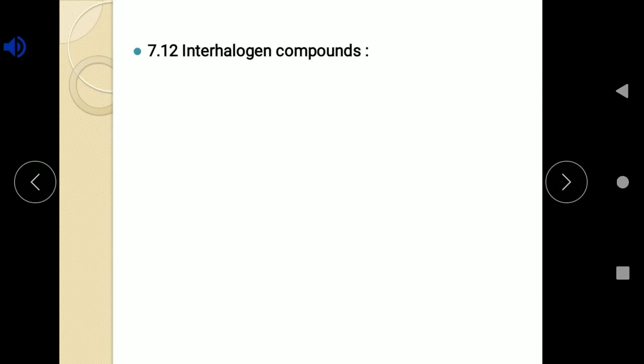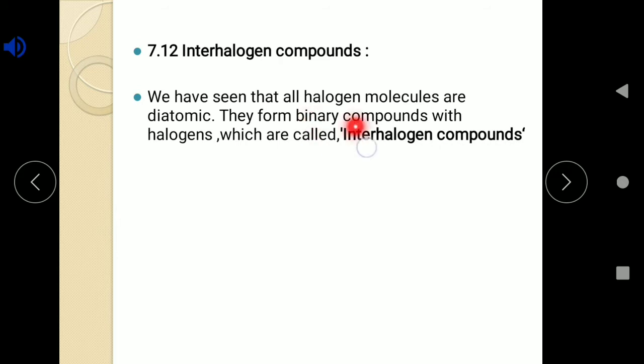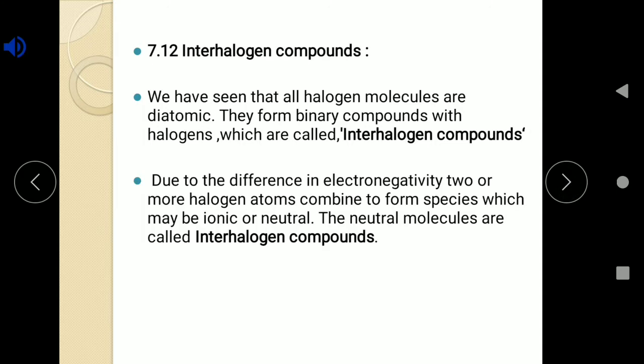So, what is meant by interhalogen compounds? A binary compound with halogens is called an interhalogen compound. Halogens react with each other to form compounds. It is a very rare thing because generally the elements of the same group don't react with each other. But because of the difference in electronegativity between two or more halogen atoms, they combine to form species or compounds which may be ionic or neutral, and the neutral molecules are called interhalogen compounds.